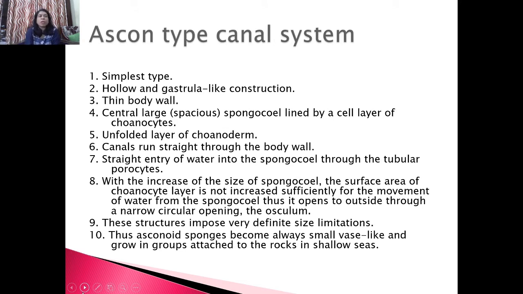I'm speaking about the Ascon type canal system, which is the simplest type of canal system, having hollow, vase-like construction with a thin body wall. It has a central large space, the spongocoel, lined by a cell layer of choanocytes. There is an unfolded layer of choanoderm. Canals run straight through the body wall. Straight entry of water into the spongocoel through the tubular porocytes, and these structures impose very definite size limitations. Thus, the asconoid sponges always remain small, vase-like, and grow in groups attached to the rocks in shallow seas.